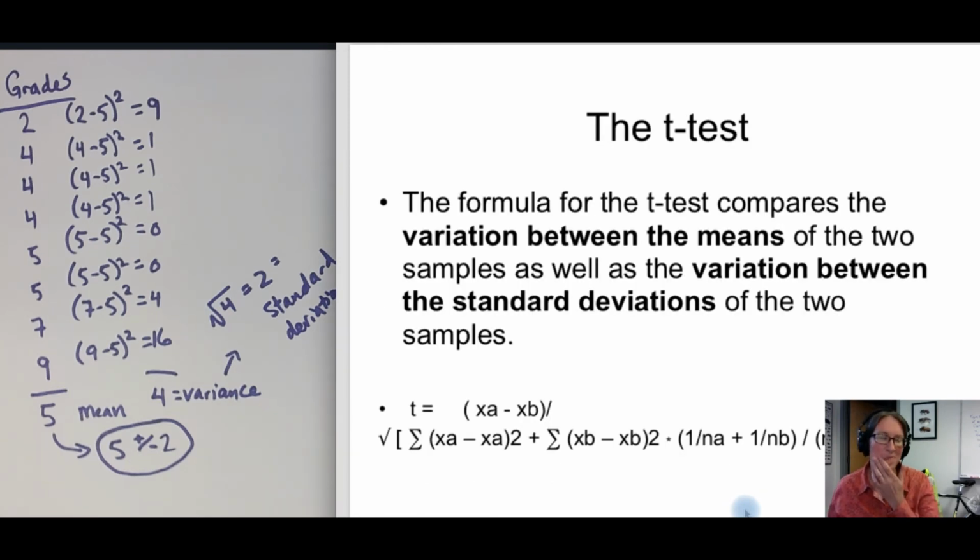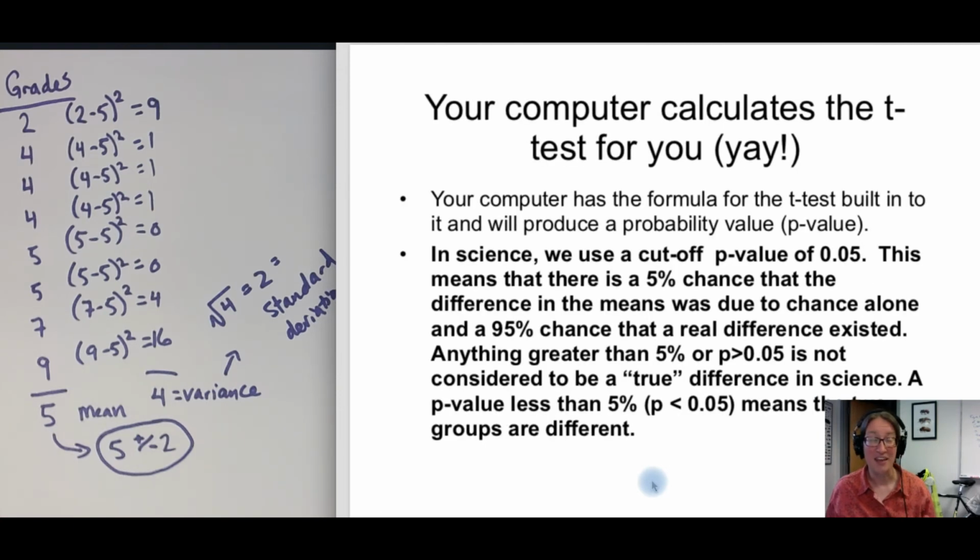All right, so t-test. This is getting into the mechanics. You don't need to know all the specifics right now. It's just to help you understand the test a little better. The formula for a t-test compares the variation between the means of 2 samples, as well as the variation in the standard deviations of the 2 samples. I've got a big nasty looking equation here that shows how this is all put together into a single calculation. Again, we don't have to do this by hand for this class. Instead, a computer will calculate the t-test for you. It has that built in and will just give you the major outcome from it, which is the probability value.